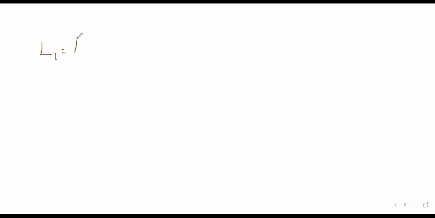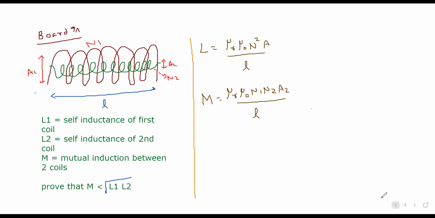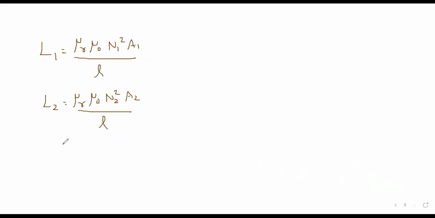So what is L1? Mu R, mu naught, N1 square, A1 by L. What is L2? Mu R, mu naught, N2 square, A2 by L. Since both solenoids have the same length, we can use the same L. But N becomes N1 and A1 for the first coil; for the second coil, N is N2 and area is A2. Now multiply both equations. We get L1 into L2.